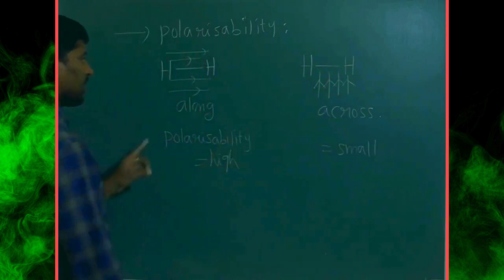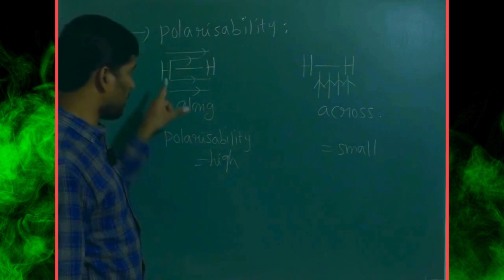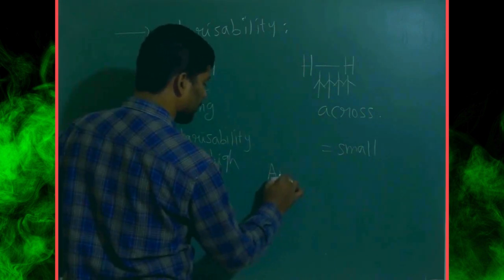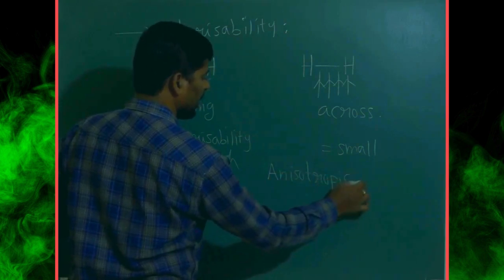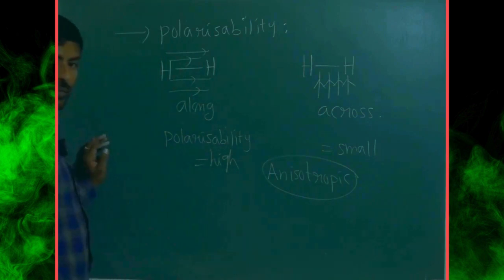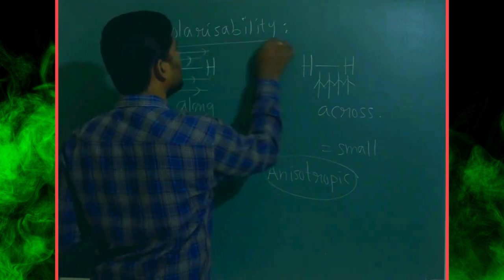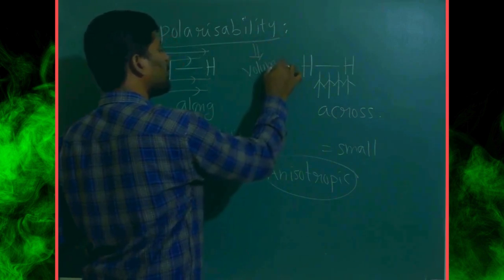So it indicates that polarizability depends on direction. So polarizability is said to be what? Isotropic or anisotropic? Polarizability is said to be anisotropic. And polarizability has the dimension of volume.